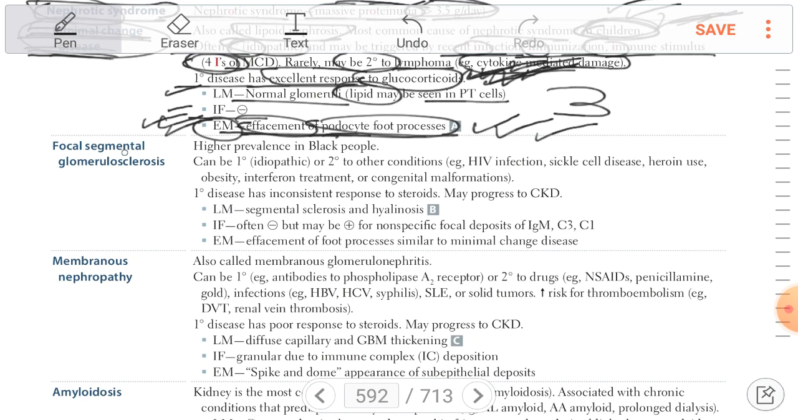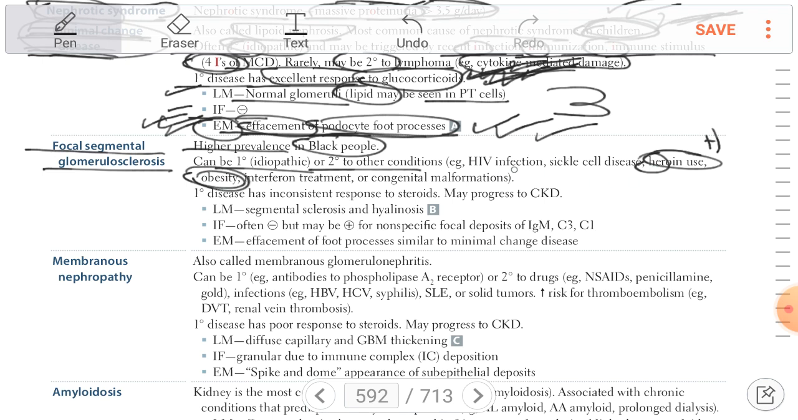Then the next one, focal segmental glomerulosclerosis, higher prevalence in what? Black people. So maybe primary idiopathic, or secondary to other conditions. So you have what? H and other H. So it's what? It's heroin, high body mass index. Body mass index means what? Obesity. So heroin and high body mass index, obesity, and HIV infection, sickle cell disease, interferon treatment, congenital malformation.